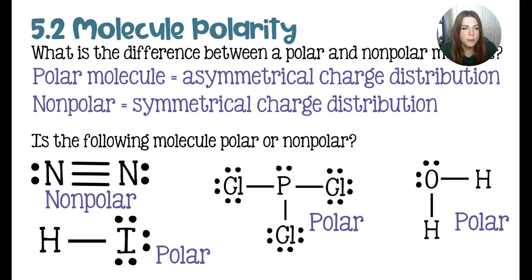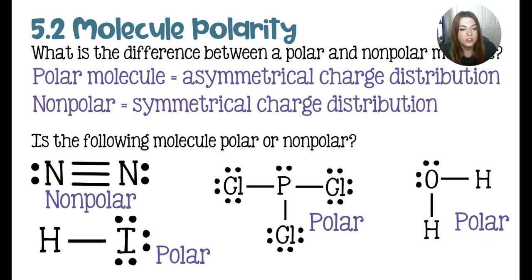So we have nitrogen bonded to nitrogen, diatomic nitrogen or a nitrogen molecule. That's totally symmetrical. Because we have the same number of electrons on each side, the atom is even the same. So the electron cloud for that atom is the same on both sides. That would be a nonpolar molecule.